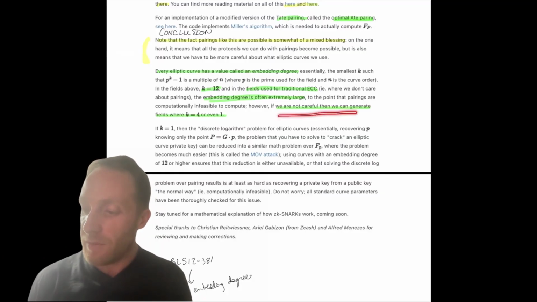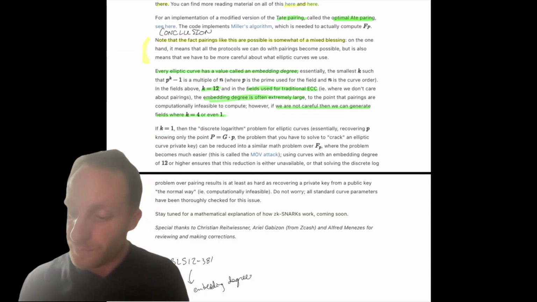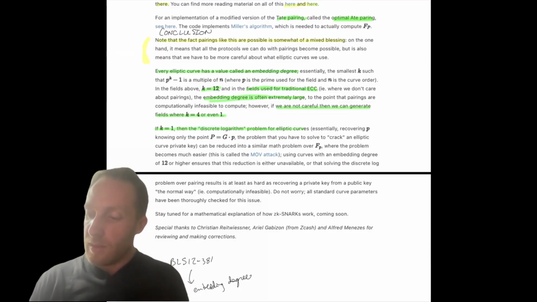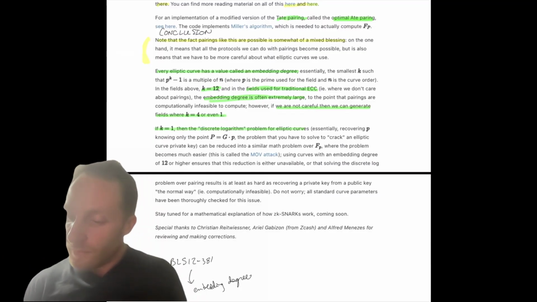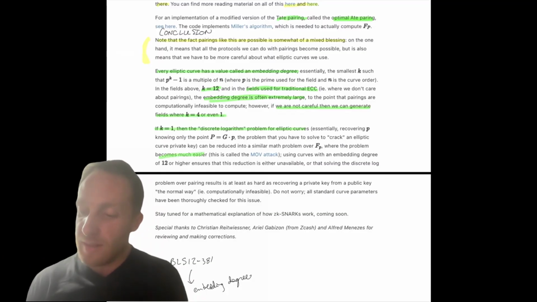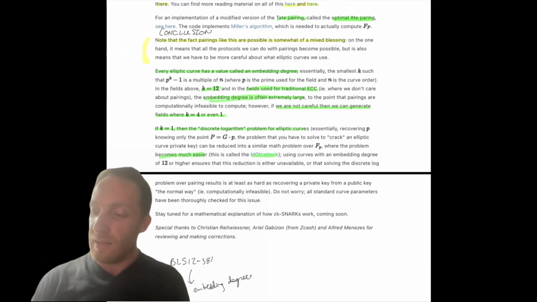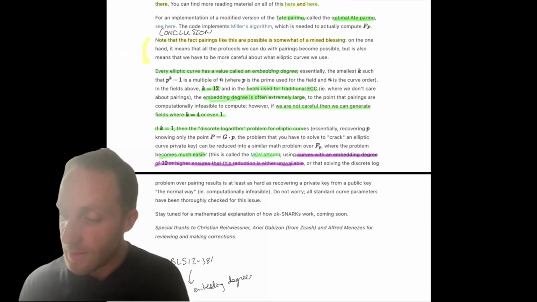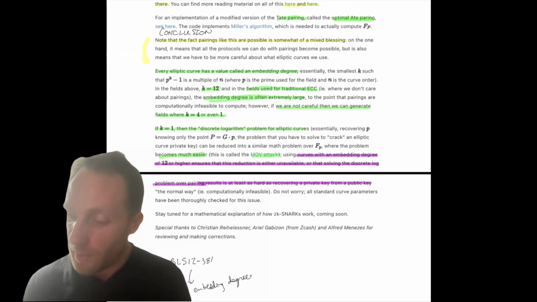But basically, if you're not careful, you can generate a field where k equals 4 or even 1. And if k equals 1, then the discrete logarithm problem is broken. Well, okay, it becomes much easier. This is the MOV attack. And so typically you want to stay, this is why it says using curves with an embedding degree of 12 or higher ensures that this reduction is either unavailable or that solving the discrete log problem over the pairing result is at least as hard as recovering a private key from a public key the normal way.